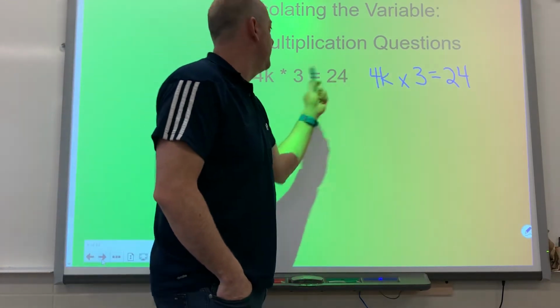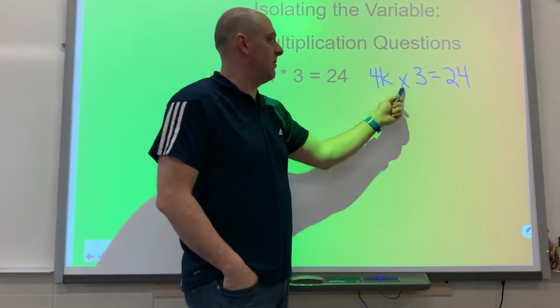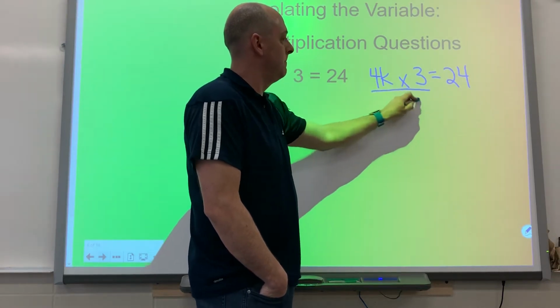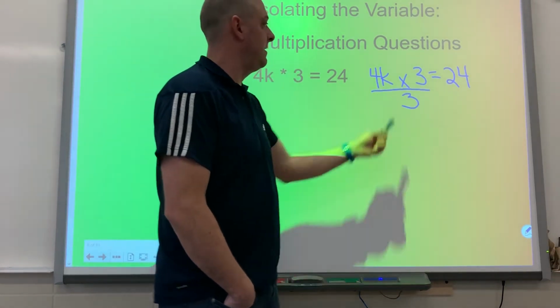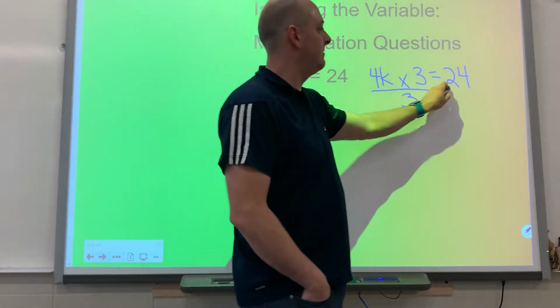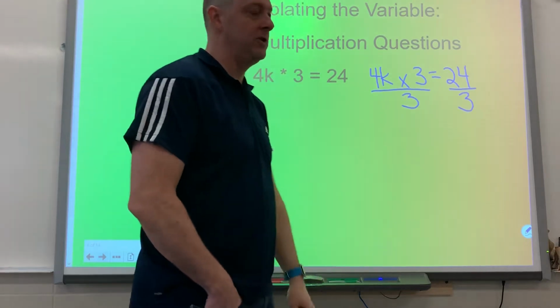I rewrote it over here in case it's confusing. This means times, so I rewrote it as times 3 over here. The opposite would be to divide by 3. So I divide the whole thing by 3, because the opposite of multiplying by 3 is to divide by 3. Whatever I do to one side, I have to do to the other to balance my equation.